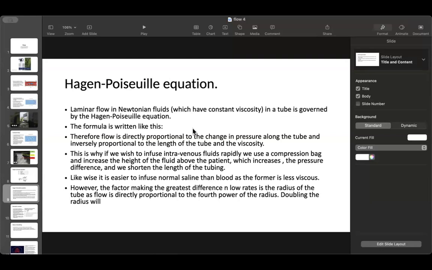And when we look at the inverse relationship to the length and the viscosity, the less viscosity and the less length the tubing has, the more flow we will get out of the setup. That's why infusing normal saline probably has a higher flow rate than infusing blood or albumin or something that is more viscous than normal saline. But always remember the single factor that has the greatest impact is the radius.